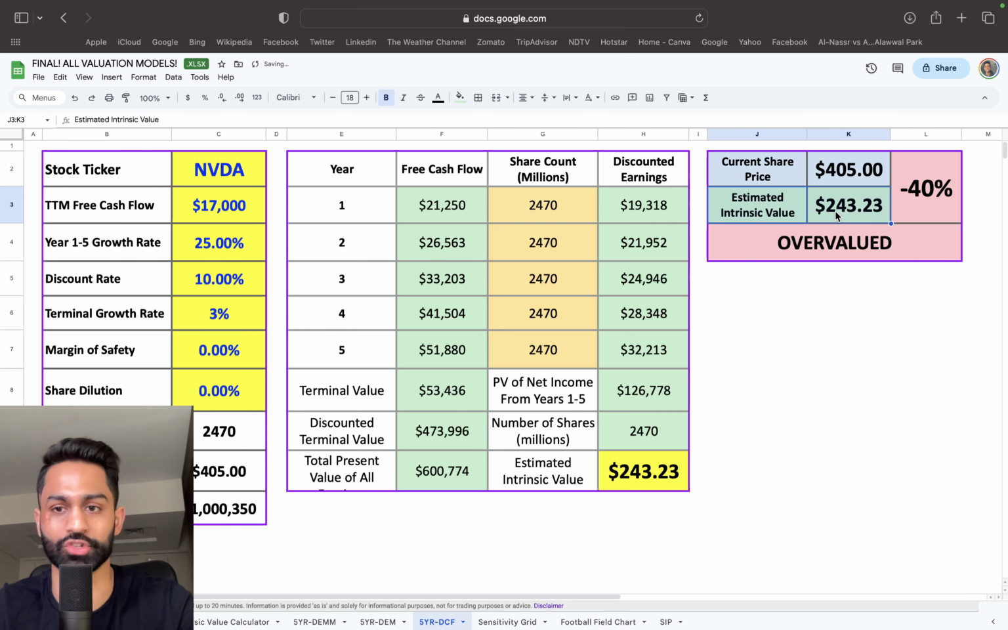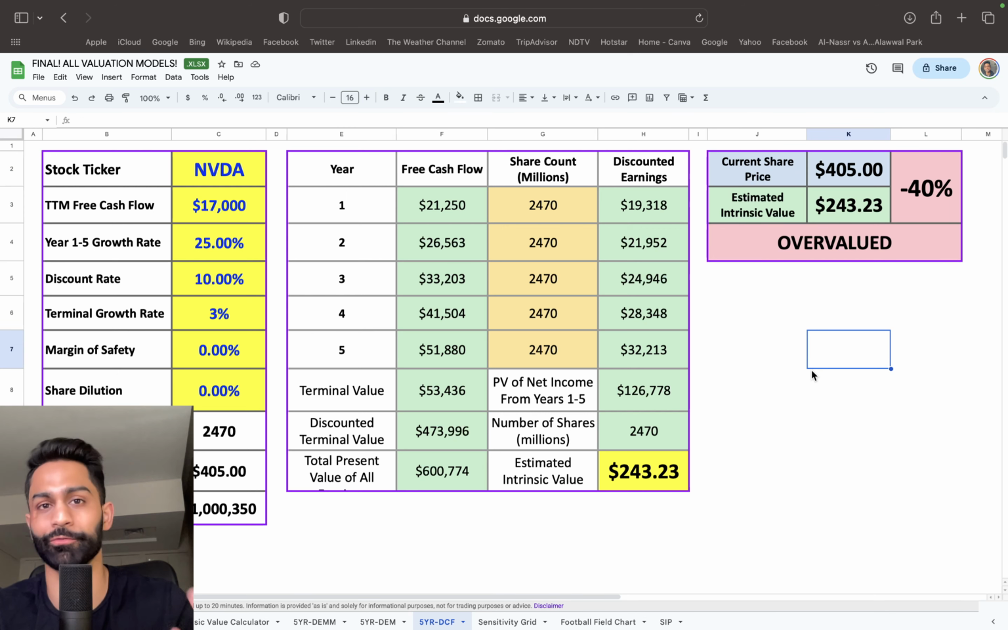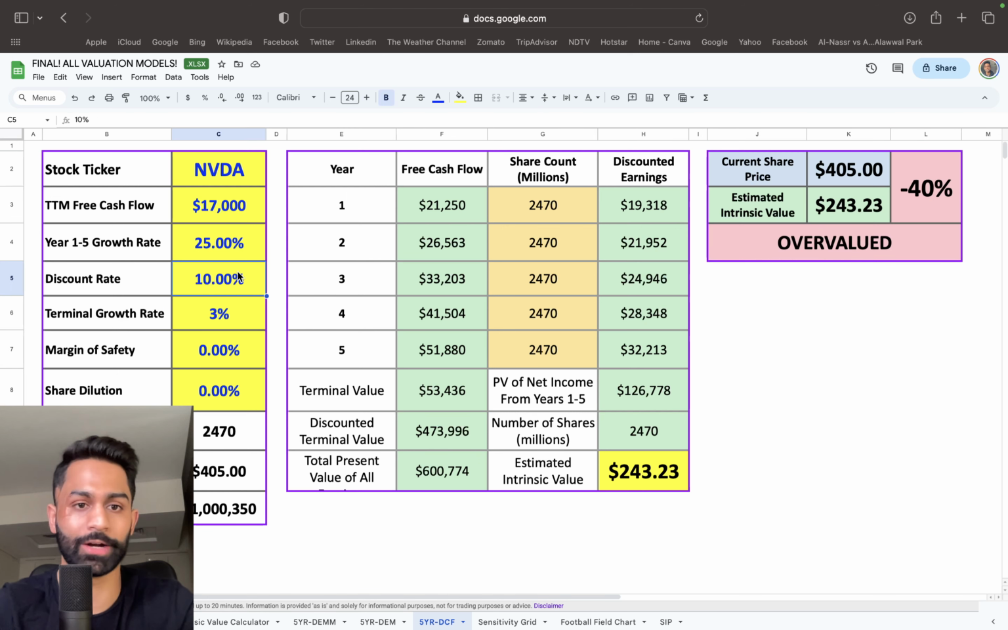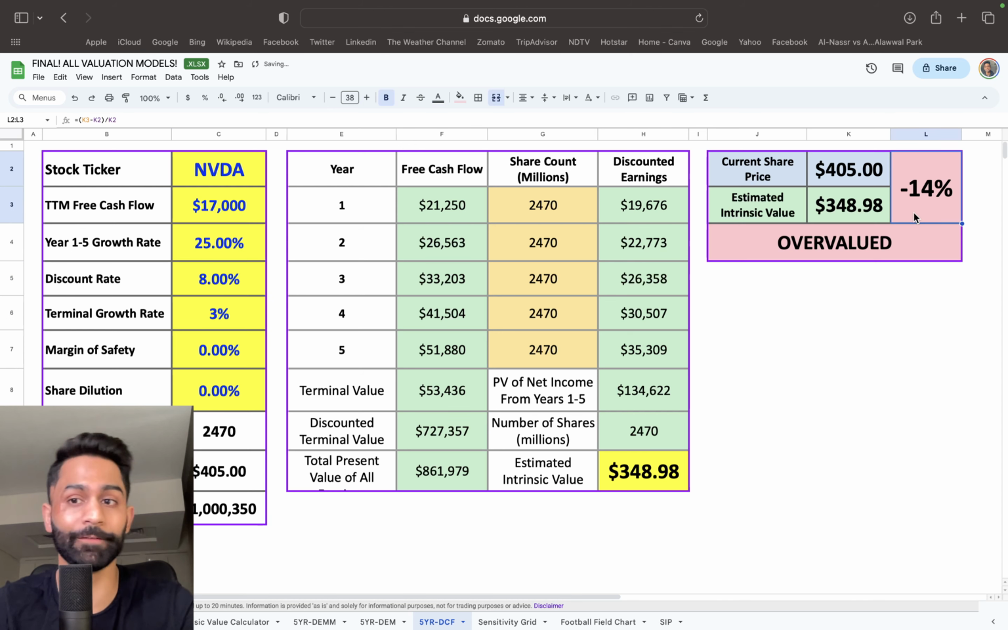Now look at the fair value, jumped up to 243, right? Again, we're getting closer. Our goal is to match these numbers in a reverse DCF to try to figure out what the company needs to do in order to achieve or justify today's valuation. So we're getting closer now. Let's just drop down to 8%. Now we're only 14% overvalued.